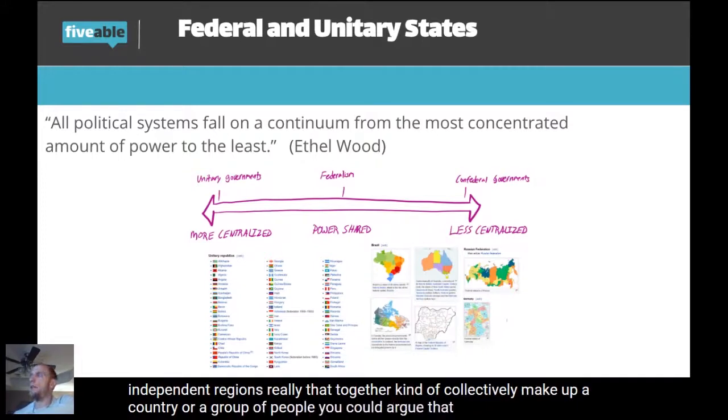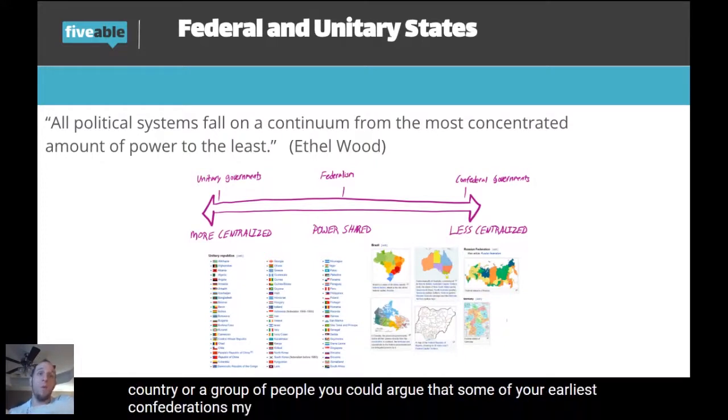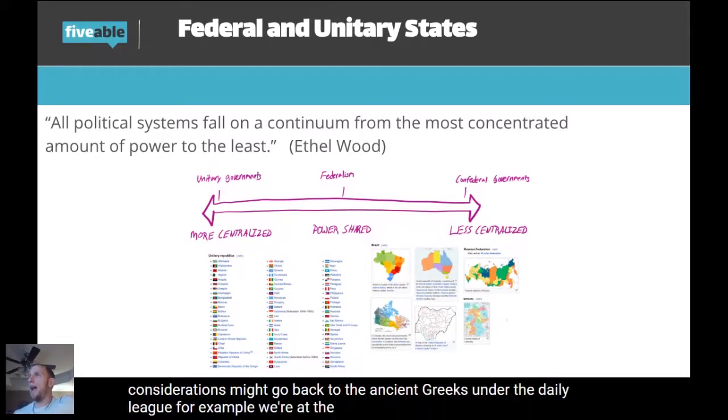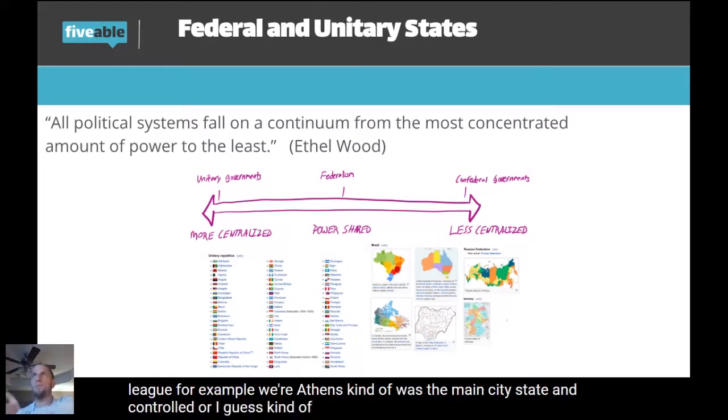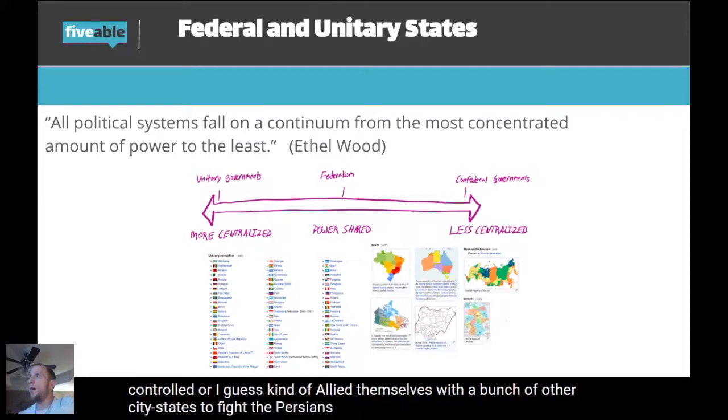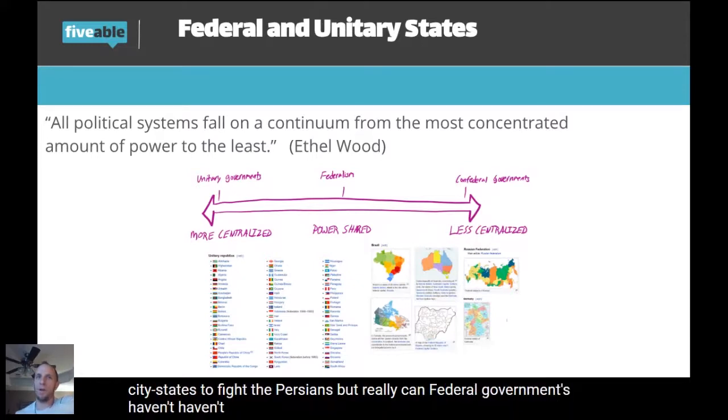You could argue that some of your earliest confederations might go back to the ancient Greeks under the Delian League, for example, where Athens was the main city-state and allied themselves with a bunch of other city-states to fight the Persians. But really, confederal governments haven't worked that well historically. And then there's federalism right here in the middle.